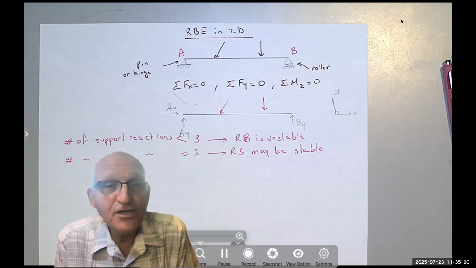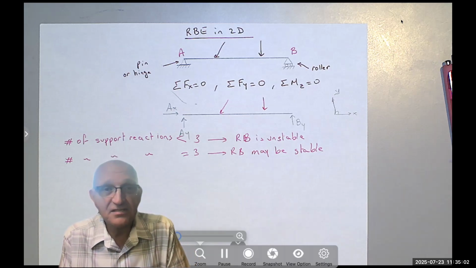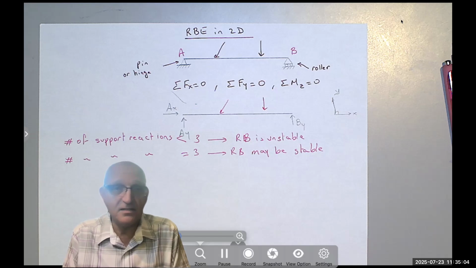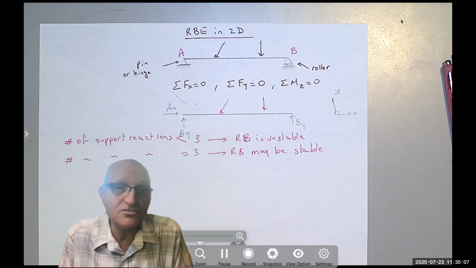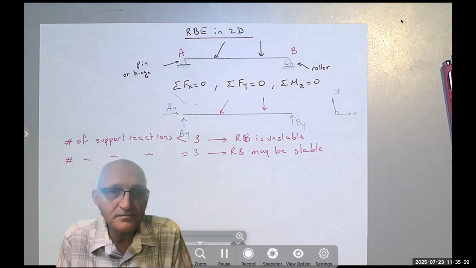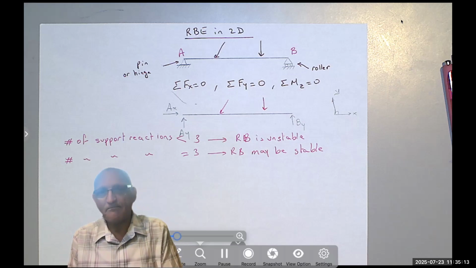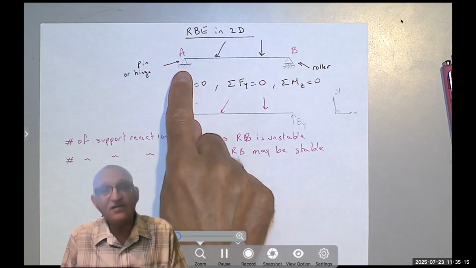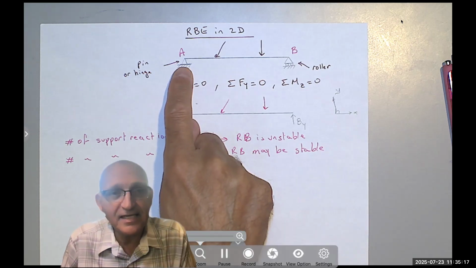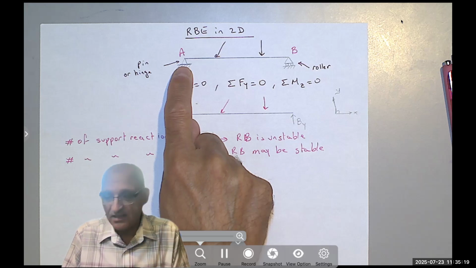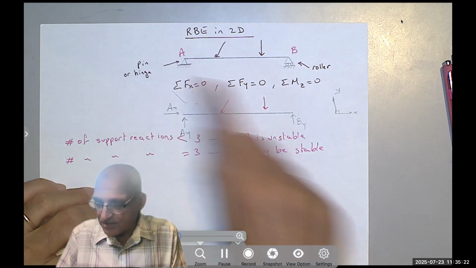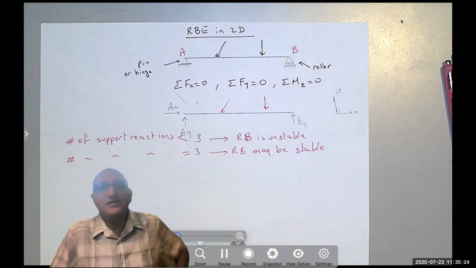How can we have three or more reaction supports, and the rigid body is still unstable? Yeah, you can think of many, many ways. What if instead of having a hinge or a pin here, I make it a roller and I add a third roller in the middle?